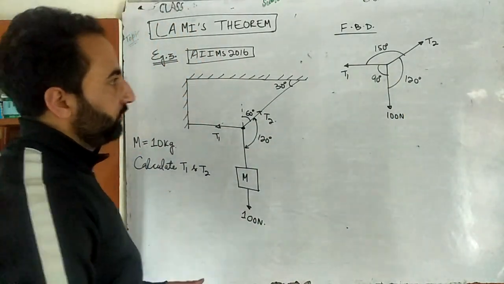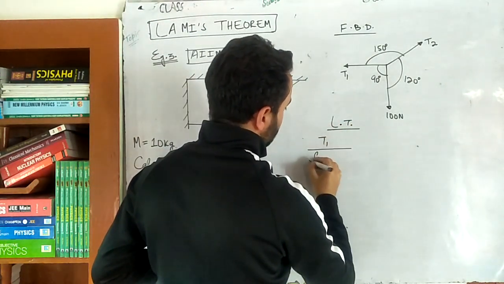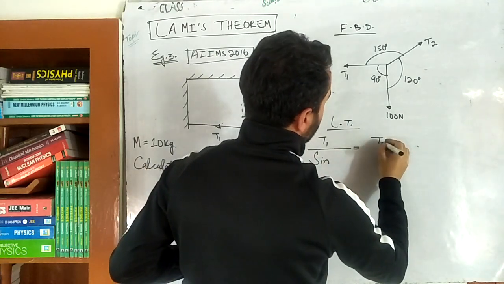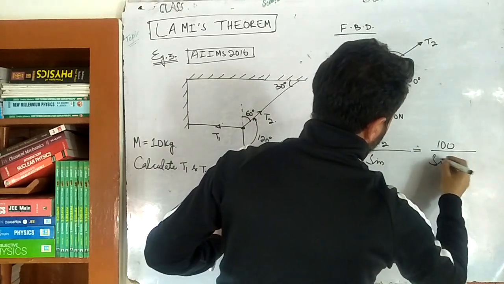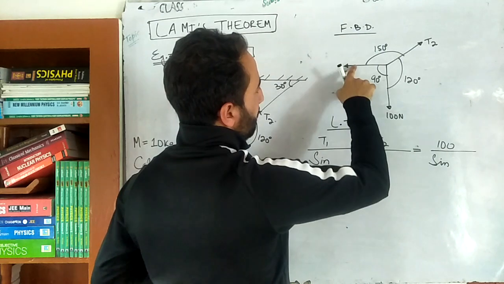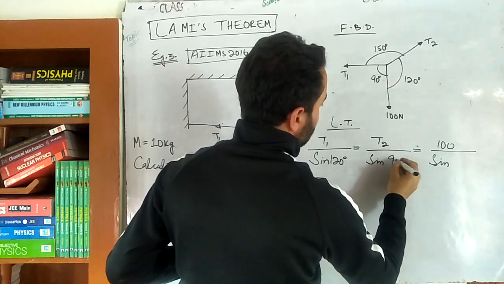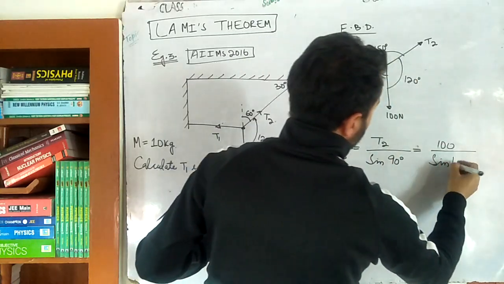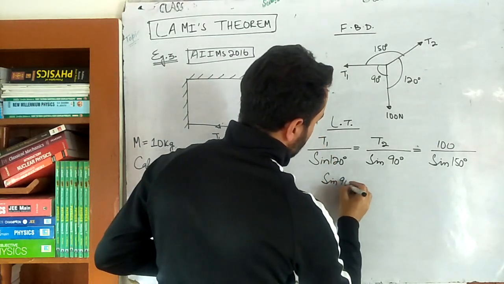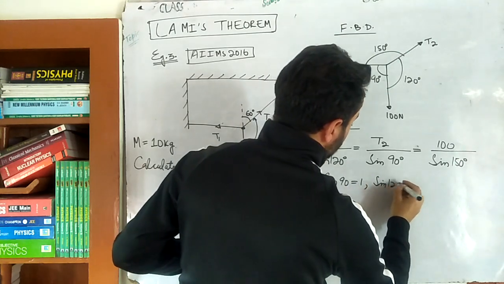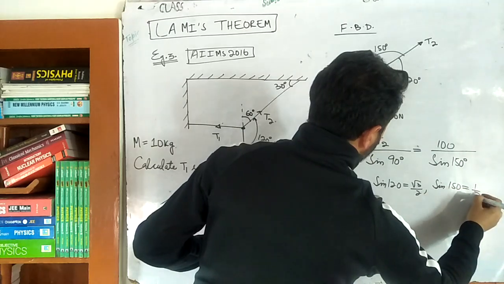Okay, so next we apply the Lami's theorem. Now what's the Lami's theorem? That's like this: T1 divided by sine of the angle equal to T2 divided by the sine of the angle opposite to it, equal to 100 divided by sine of the angle opposite to it. T1 sine of the angle opposite to it is 120. T2 angle opposite is 90. 100 angle opposite is 150. Okay, now we want to calculate what? Now you know that sine 90 is equal to 1, sine 120 is equal to root 3 by 2, sine 150 is equal to 1 by 2.